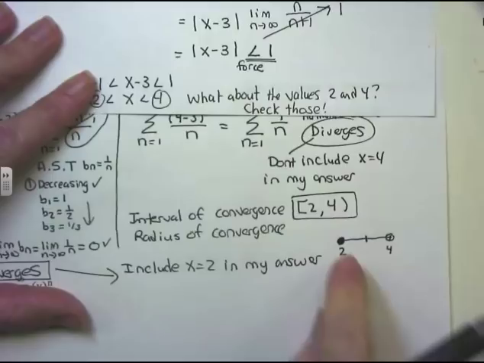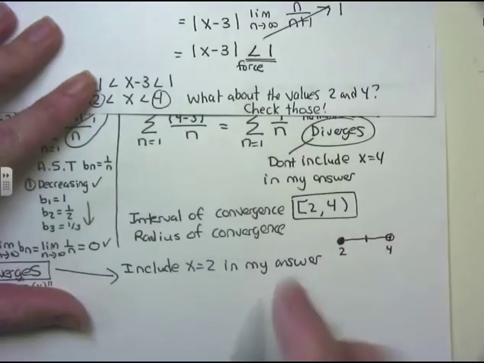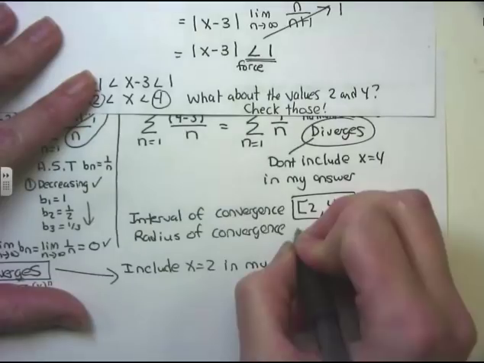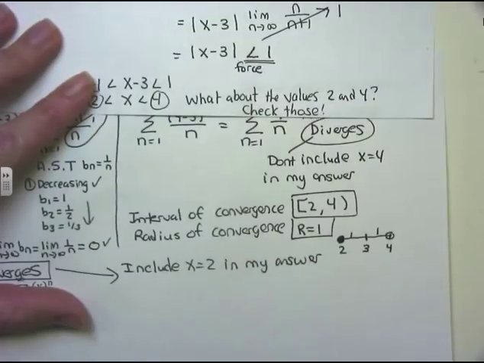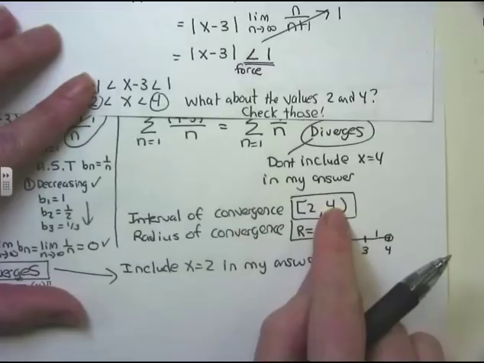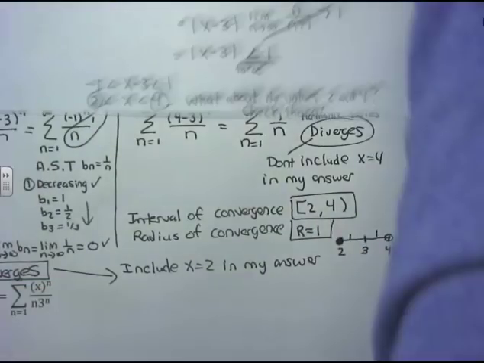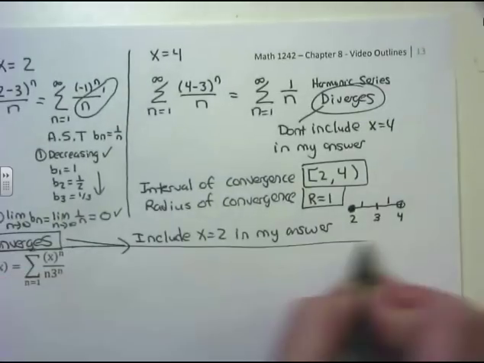Well, if I wanted to find the middle of the interval, I would have 4 minus 2 divided by 2. It says that each of these distances is 1, meaning this is centered at 3 and it has a radius of 1. We have found the values of x for which this series converges. Part B.